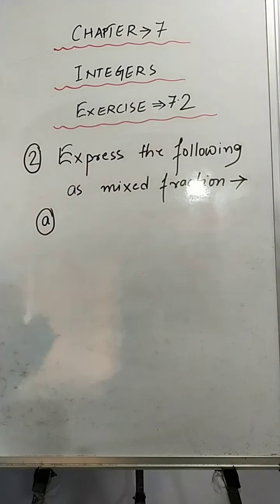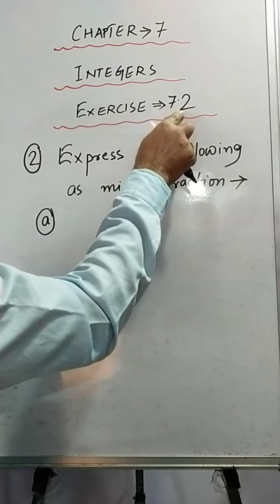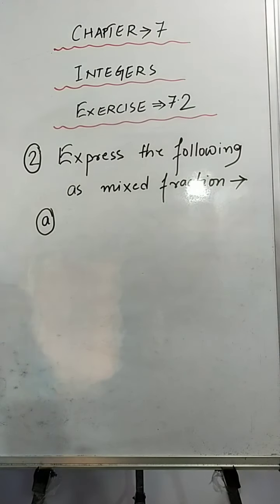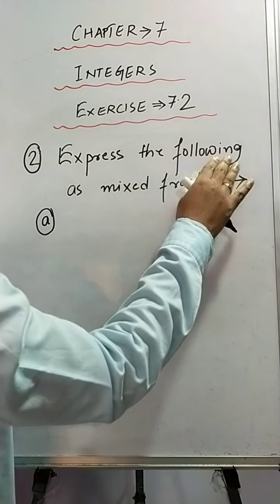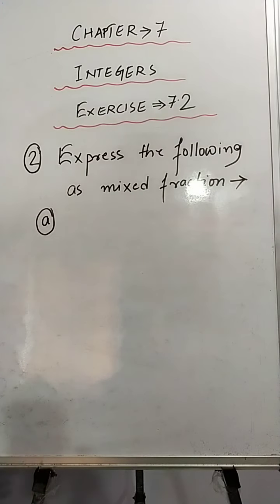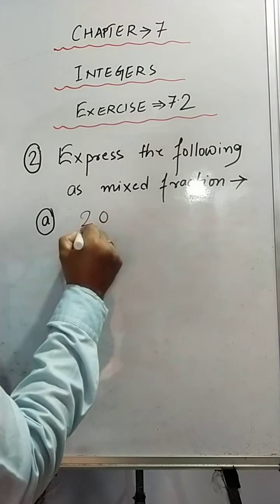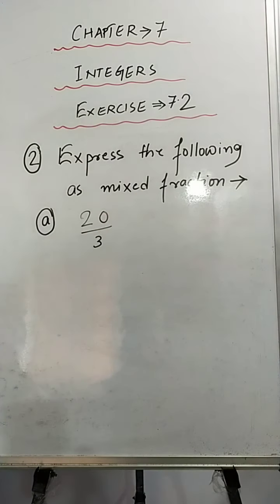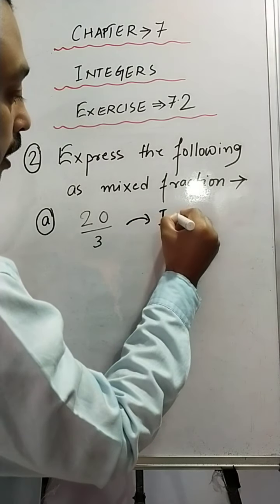Students, now in this session we'll do sum number 2 of exercise 7.2, chapter integers. Fine. So in question number 2 we have to express the following as mixed fractions. The first number given is 20 by 3. So 20 by 3 is what type of fraction, students? It is an improper fraction.